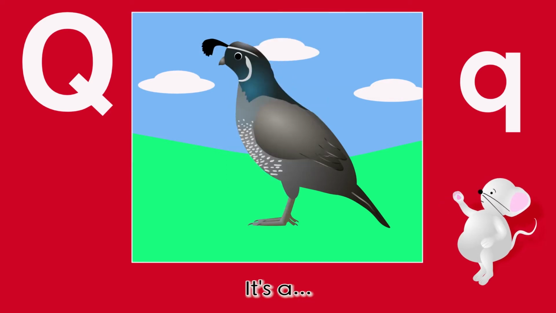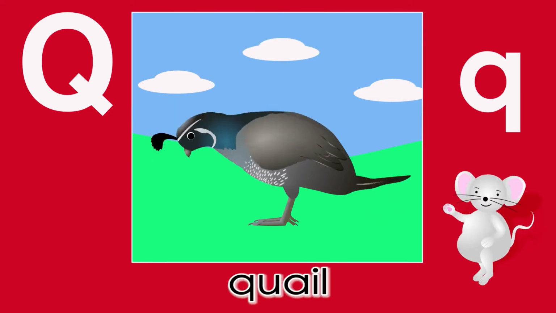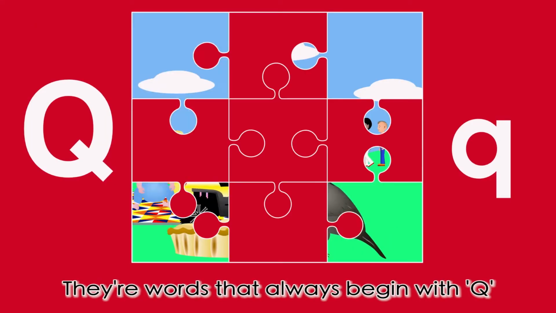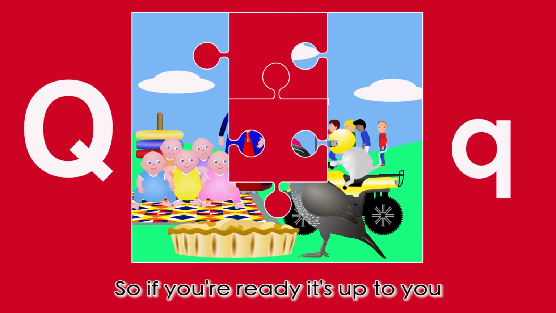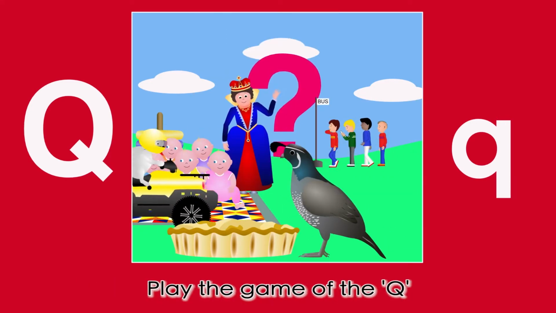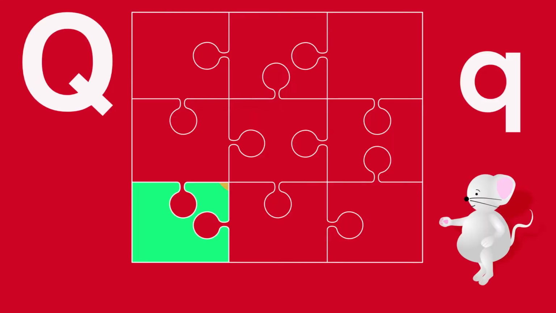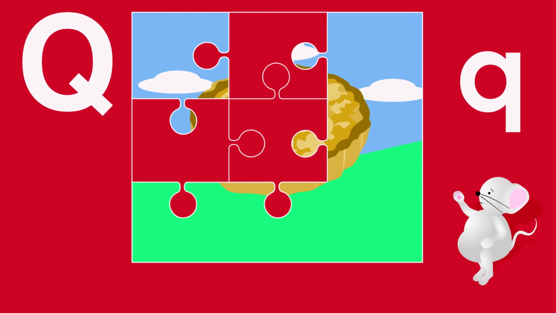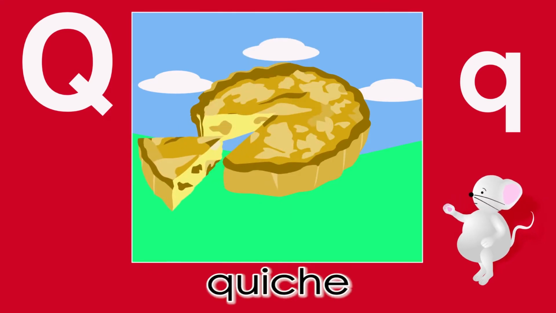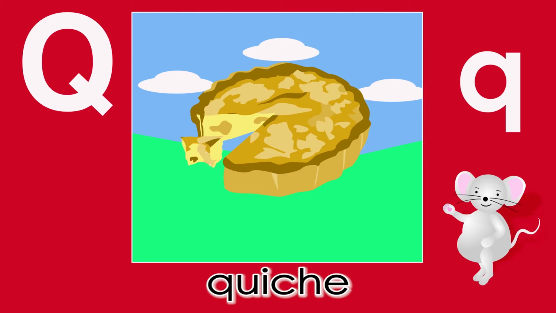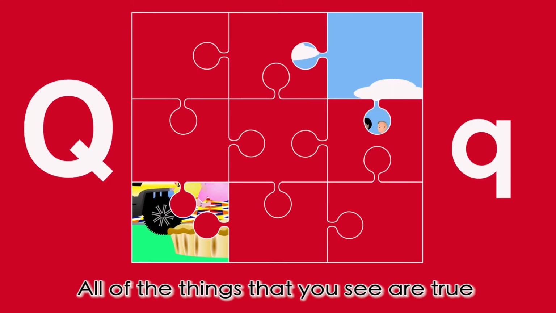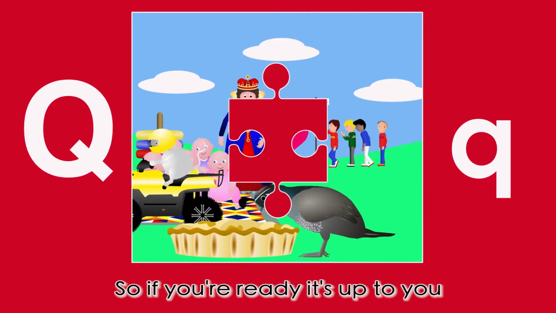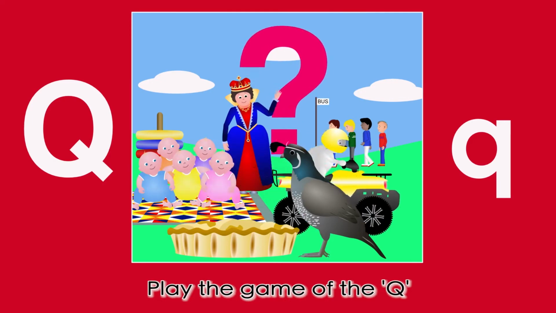It's a quail. All of the things that you see are true. They're words that always begin with Q. So if you're ready, it's up to you. Play the game of the Q. It's a quiche.